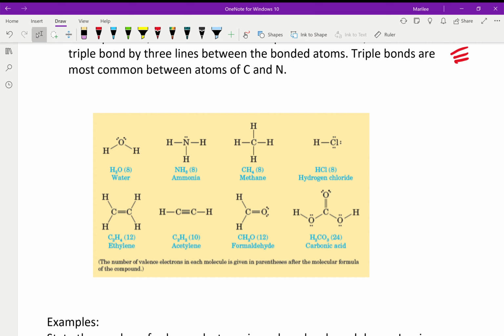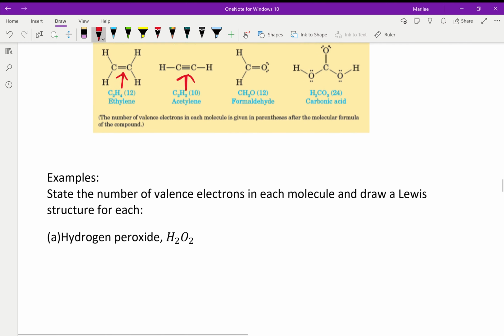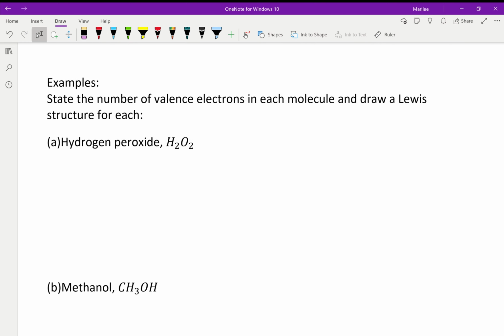So here I can show you that in ethylene we have the double bond. Here we have the triple bond. You see how there's 3 lines? And then you obviously know your single bonds. I went over that. So let's do an example. State the number of valence electrons in each molecule and draw a Lewis structure for each.